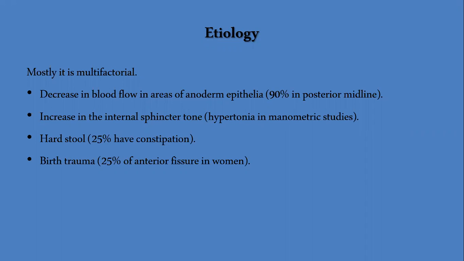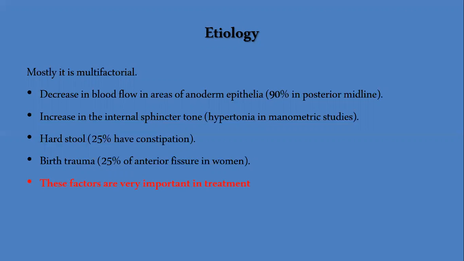90% of anal fissures are located posterior in the midline, and this part has the least blood supply. Another theory is increase in the internal anal sphincter tone, supported by hypertonia and manometric studies of patients who have anal fissure. Hard stool causes local trauma to the epithelial lining, supported by the fact that 20% of patients with anal fissure have constipation. Birth trauma is supported by the fact that 25% of anterior fissures occur in women.